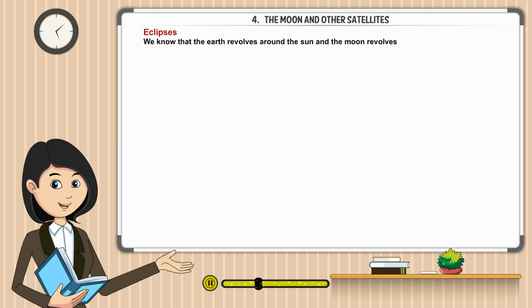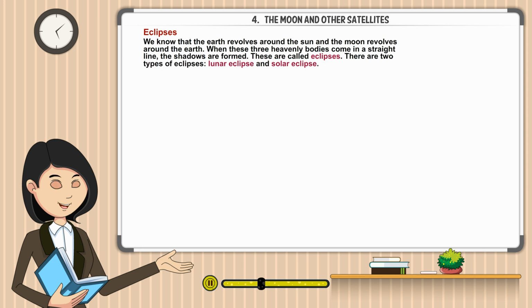Eclipses. We know that the Earth revolves around the Sun and the Moon revolves around the Earth. When these 3 heavenly bodies come in a straight line, the shadows are formed. These are called eclipses. There are 2 types of eclipses: lunar eclipse and solar eclipse.